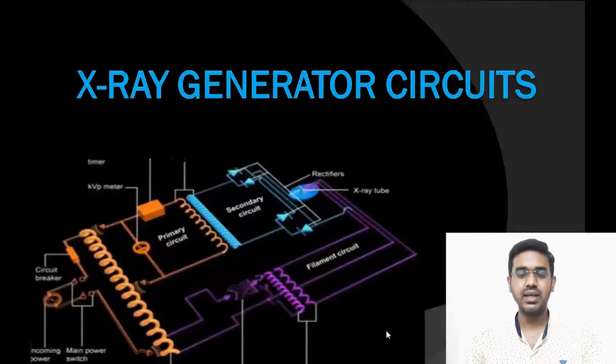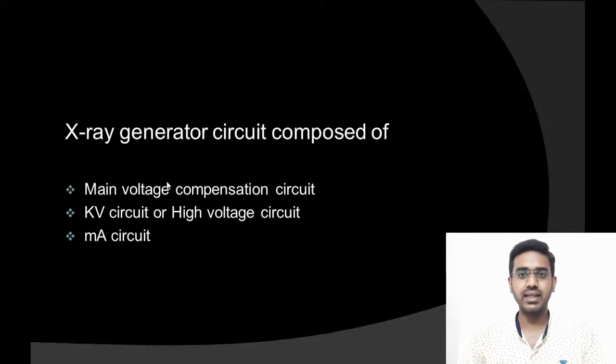Hello everyone, let's continue the topic that we have covered in our previous video. The topic is X-ray generator circuit. This X-ray generator circuit is composed of the main voltage compensation circuit, KV circuit and MA circuit.